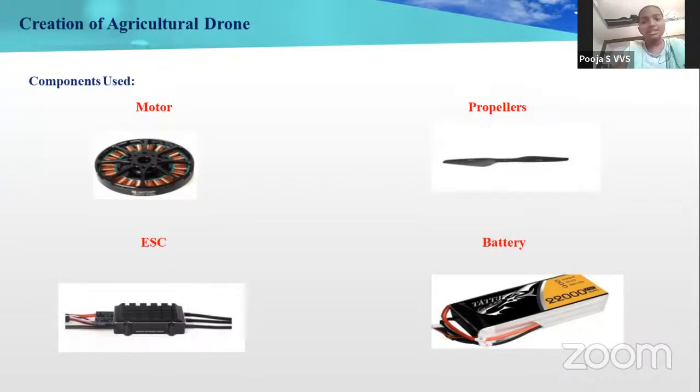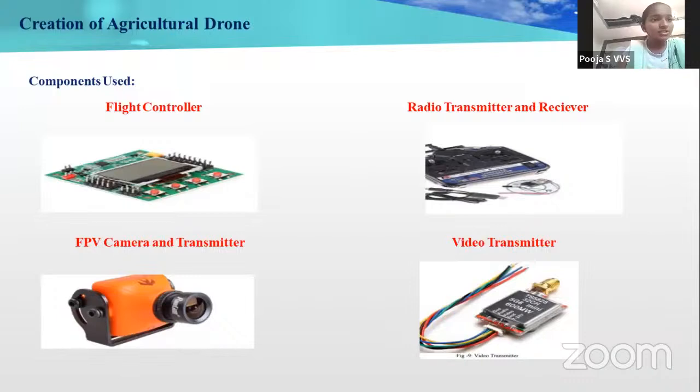Next one, battery. The battery provides the necessary power to the drone motors. Next one, flight controller. The flight controller is the brain of the drone, which controls the motors and ESC in the drone. Next one, radio transmitter is an electronic device that uses radio signals to transmit commands wirelessly at a set radio frequency to the radio receiver.